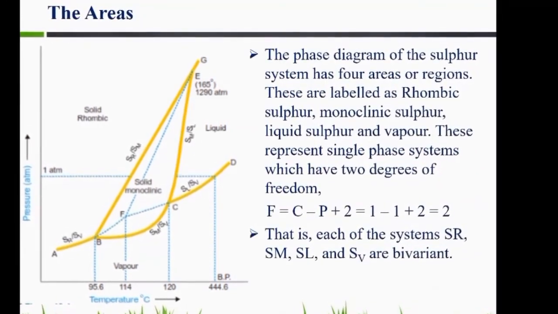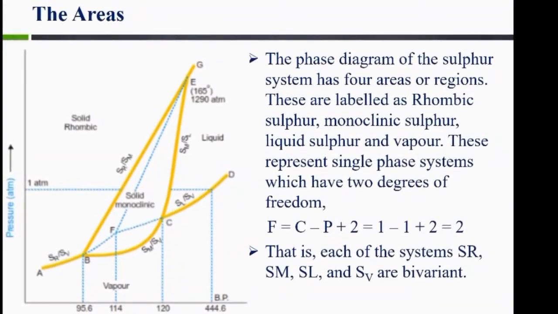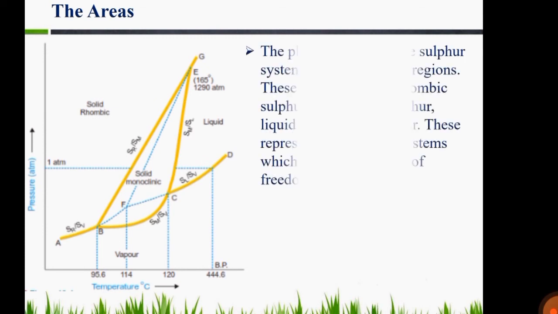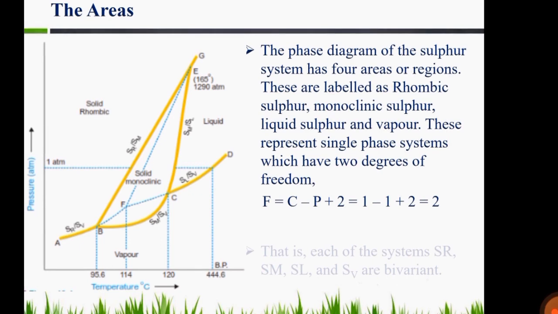Now what is left out is the areas we have to discuss. The phase diagram of the sulfur system has 4 areas or regions. These are labeled as rhombic sulfur, monoclinic sulfur, liquid sulfur and vapor sulfur. These represent single phase systems which have 2 degrees of freedom. F is equal to C minus P plus 2, that is 1 minus 1 plus 2 is equal to 2. That is, each of the systems SR, SM, SL and SV is bivariant. So that's what we have about sulfur.